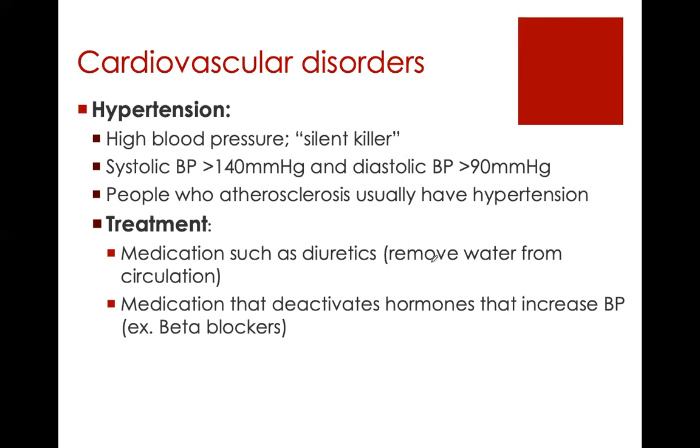Now, people who have what we identify as atrial sclerosis usually do have hypertension. I will talk about atrial sclerosis in the next slide, so bear with me. What are the typical treatments for somebody who has high blood pressure? They can typically take medication identified as diuretics, which basically means medication that is going to remove water from your circulation, get it out of your system. And that causes the blood volume to decrease and therefore your blood pressure to decrease.